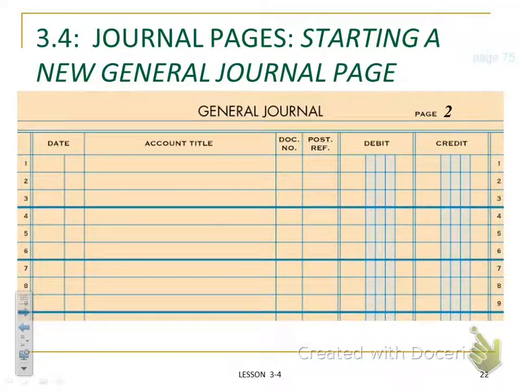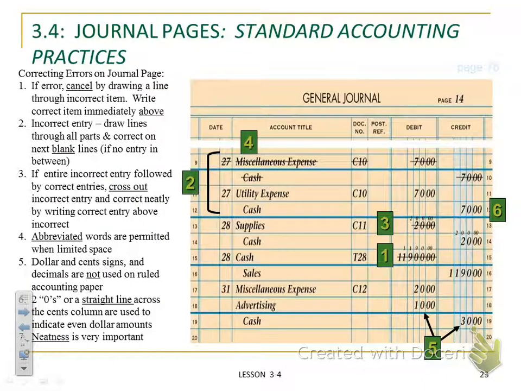Okay, so now what do we do if we have some errors that we make in our journal? This will summarize how we would handle or correct errors on a journal page. First, if there's an error, we're going to cancel it by drawing a single line through the incorrect item and write the correct item above it.